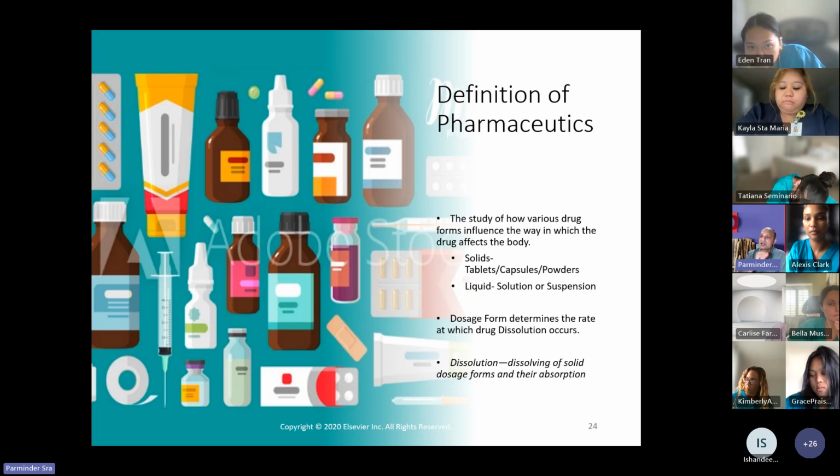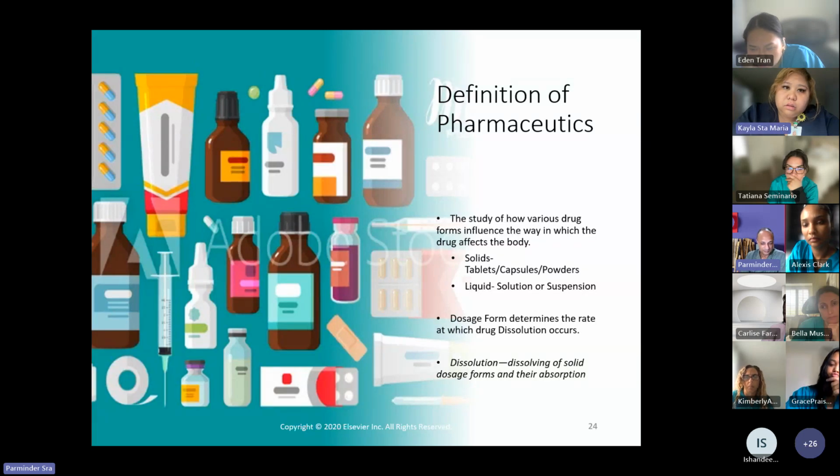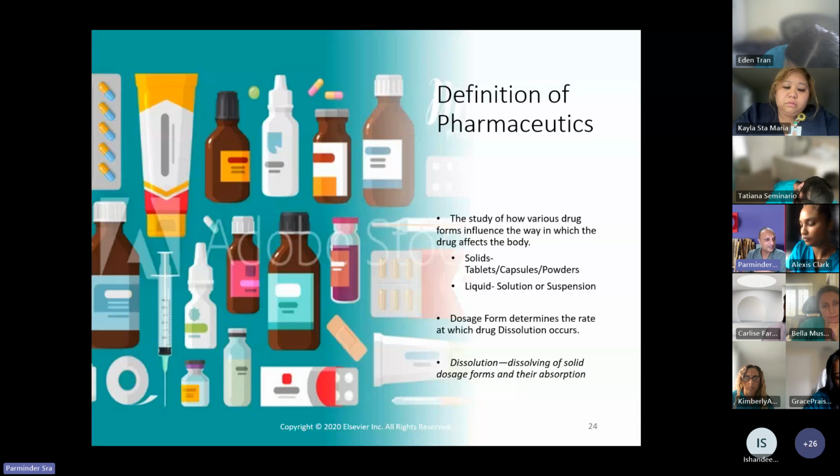Now, let's talk about these different forms a little bit more. Suppose you've got all oral, okay? You've got a liquid, right? A suspension. You've got a powder. You've got a tablet and capsule. Which one will be absorbed faster? A liquid, powder, or a tablet and capsule? Liquid. And why? It does not have to be dissolved. It's already dissolved, right? It's available to be absorbed.